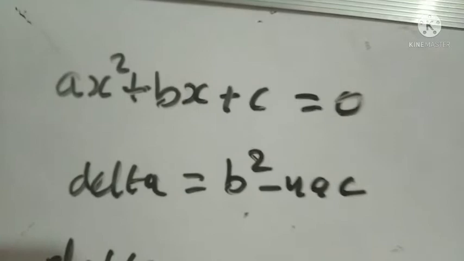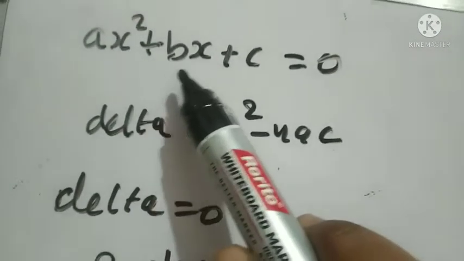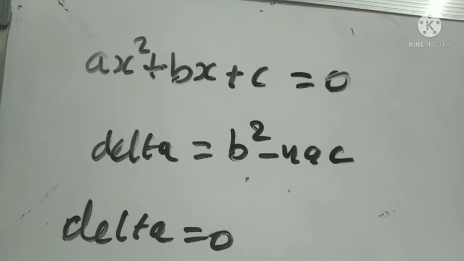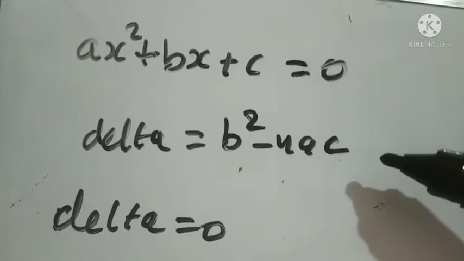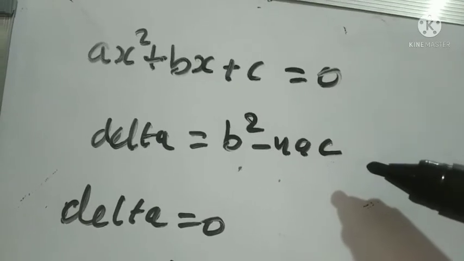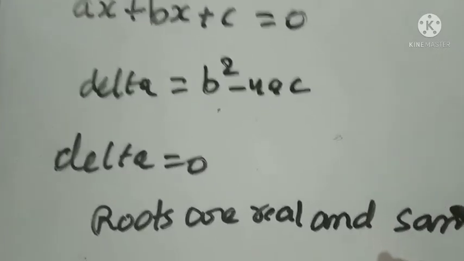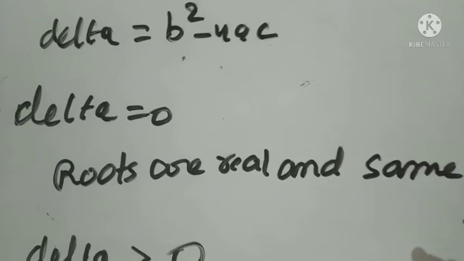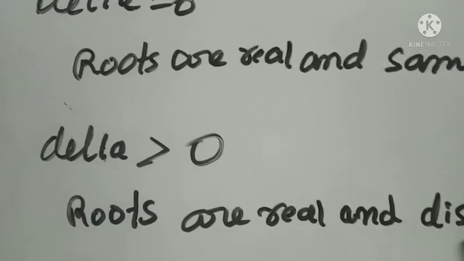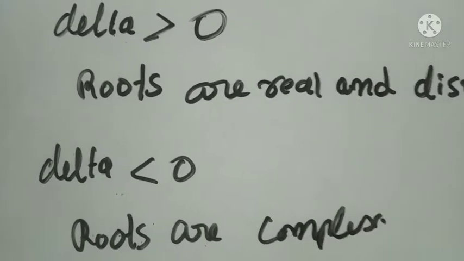Now let us take one example. Let us take a quadratic equation, ax square plus bx plus c equal to 0. We have to calculate delta here. The delta of this quadratic equation is given by b square minus 4ac. If the value of delta is equal to 0, then the roots of x are real and same. If it is greater than 0, then the roots are real and different. If delta is less than 0, the roots are complex.